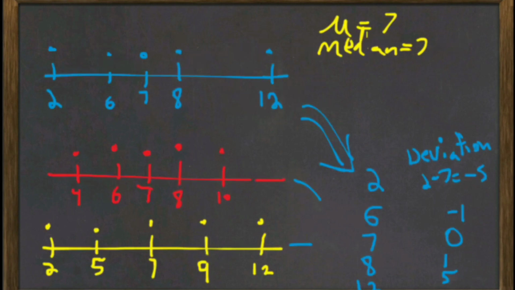Let's take 2, 6, 7, 8, 12. And remember, the mean is 7. And so our measure of variance, our way of saying one variable is more spread out or less spread out than another, is going to be what we call the variance.